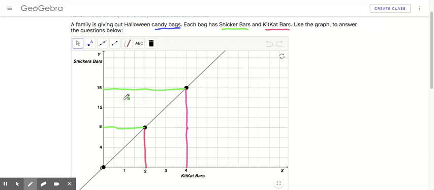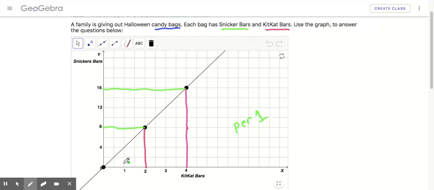All right, and so what I'm wanting to demonstrate to you here is how to use a graph to understand how to get to per one. So I have information here, but what if I just wanted to know about one Kit Kat bar? Obviously we can use our graph here and see it on the graph, but I want to show you a different way because you're going to need that later.